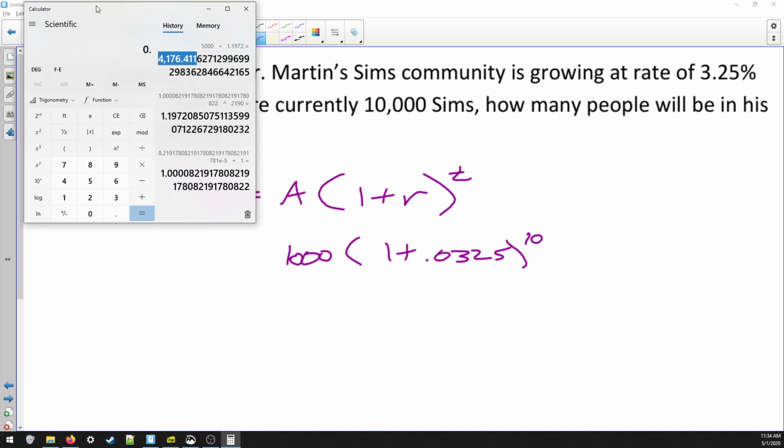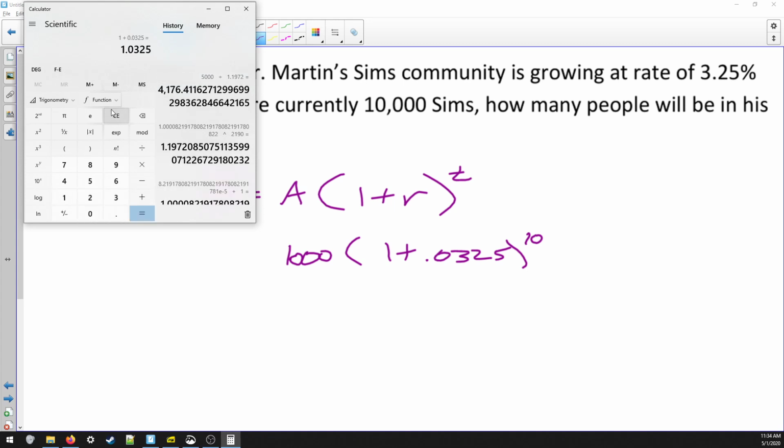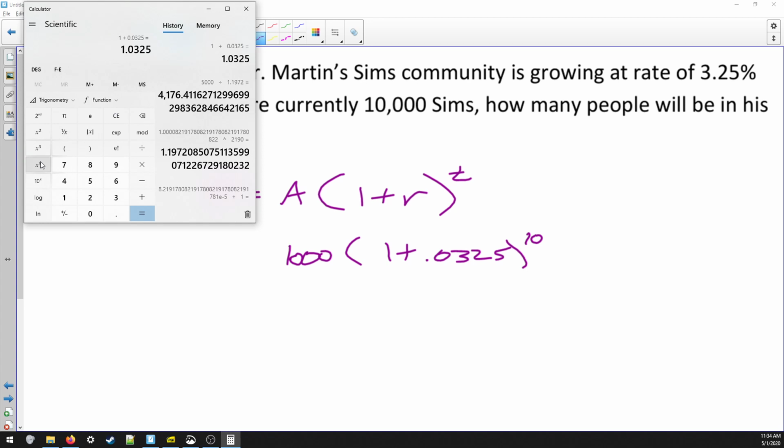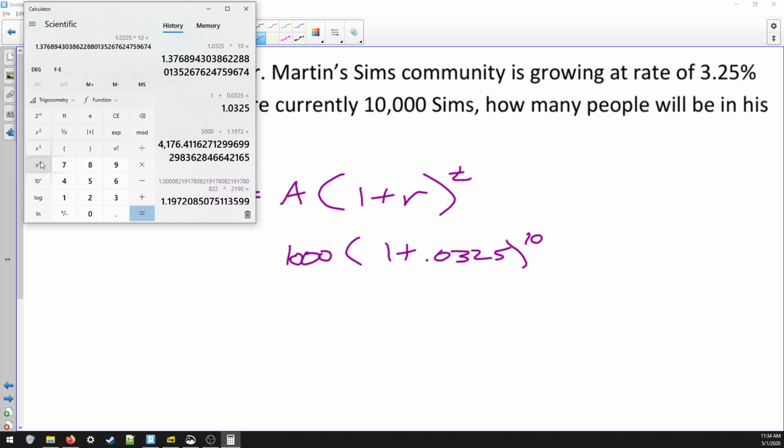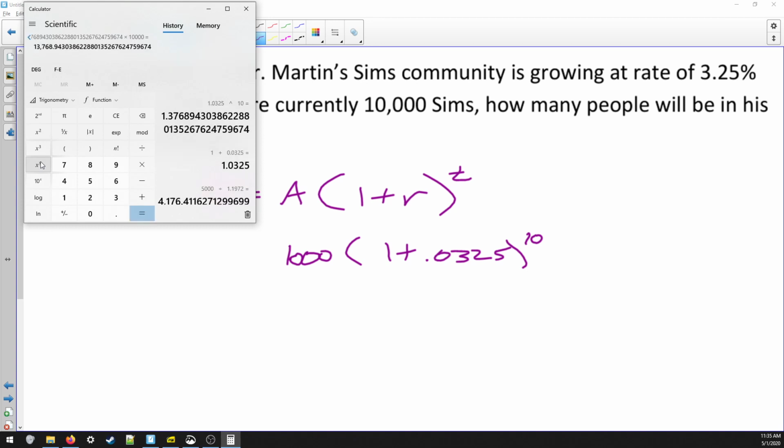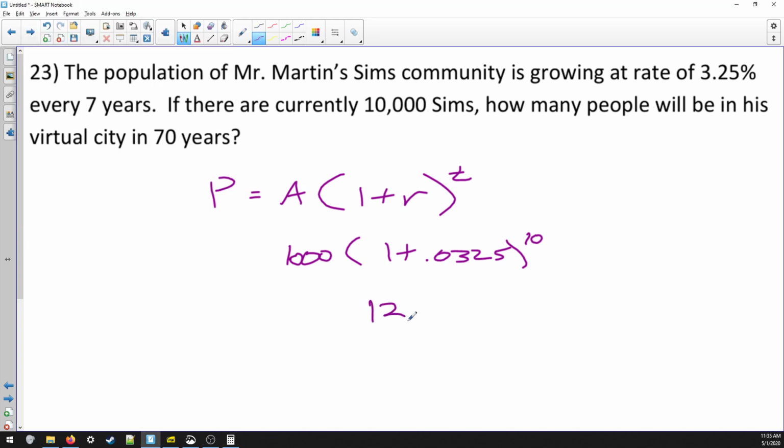So I'm going to start off by doing 1 plus 0.0325, get that answer, and then I'm going to do x to the y, so I can raise it to the 10th power, and I get that ugly number. And then I'm just going to multiply it by 10,000, I'm sorry, because that's my population. And I get this number, 13,769. P equals 13,769, so that would be the answer to this question.